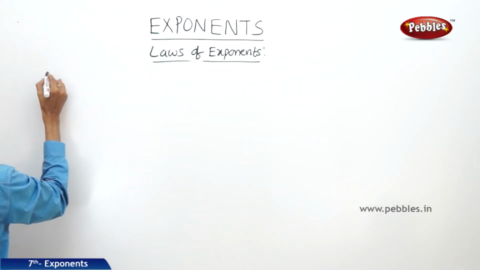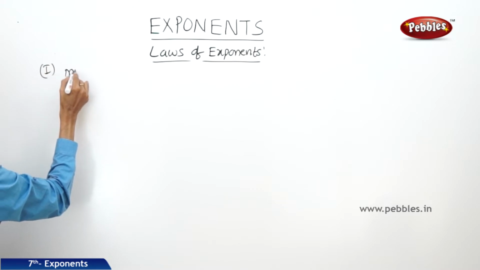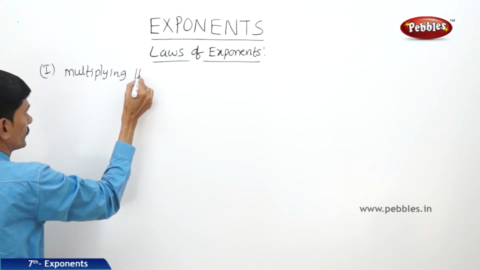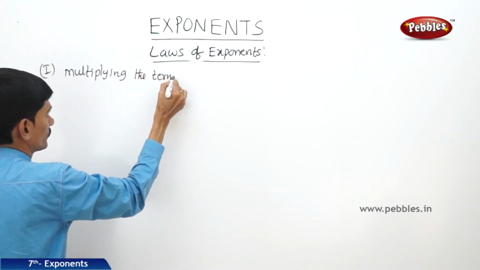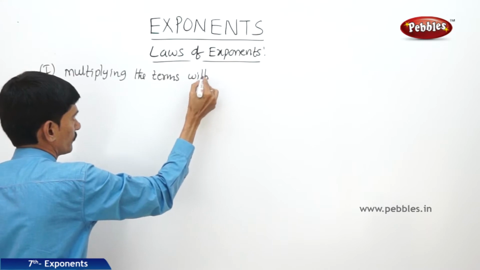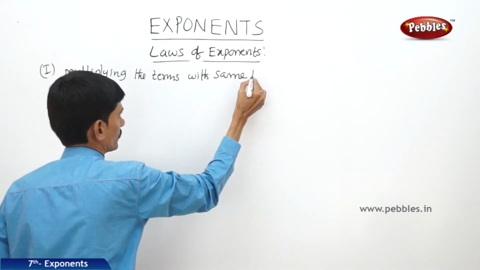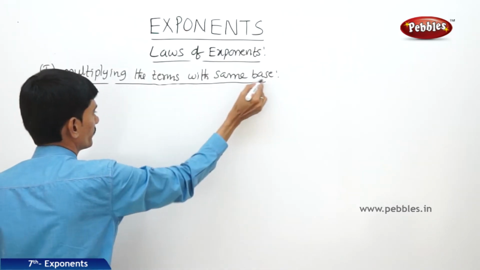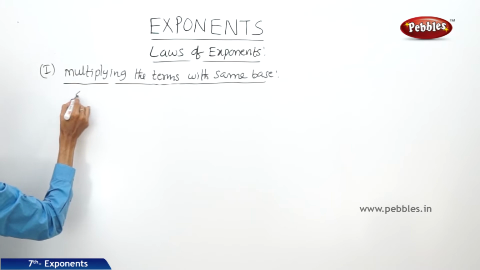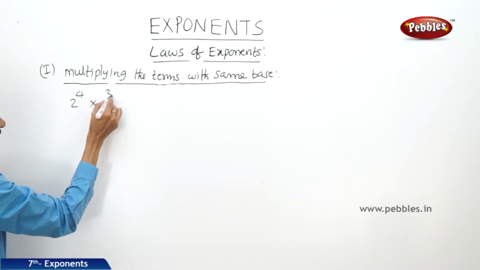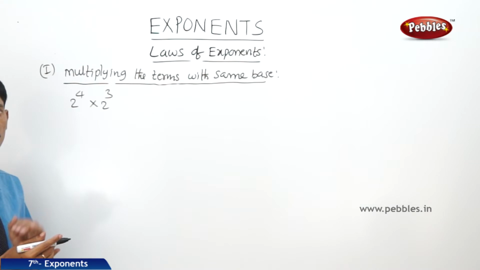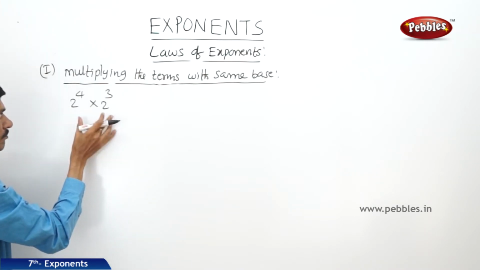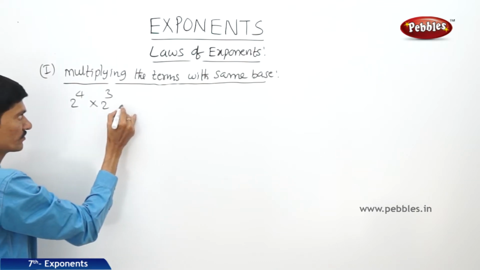So the first one is multiplying the terms with the same base. Multiplying the terms with the same base. For example, 2 to the power of 4 into 2 to the power of 3. So these two terms are multiplied, and these two terms have the same base.